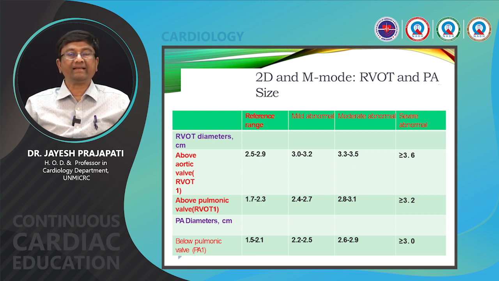Accordingly, we can say that more than 3.0 PA diameter is a severely dilated pulmonary artery, 2.6 to 2.9 is moderate, normal is 1.5 to 2.1, and 2.2 to 2.5 is mildly abnormal.